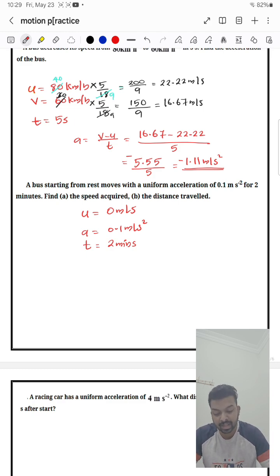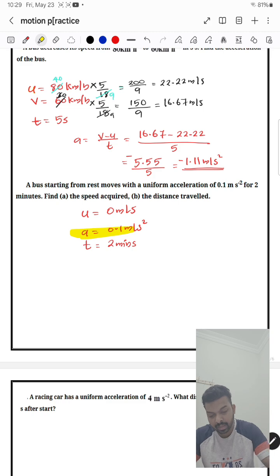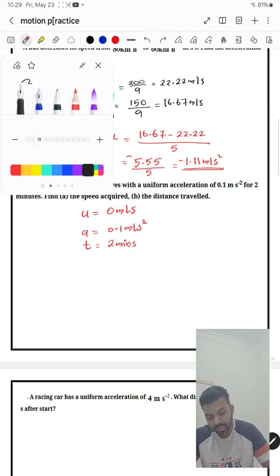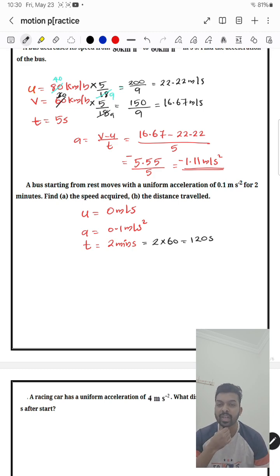So what about the acceleration, people? Acceleration is actually the perfect one, because it is in meter per second square, so no problem with that. Now the time is not, so you have to convert it there itself. Only if you write these things again will you understand there is a problem here. So it is 2 minutes, which is 2 into 60, which will be 120 seconds. Ready? It will be 120 seconds.